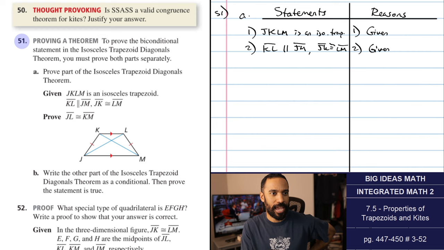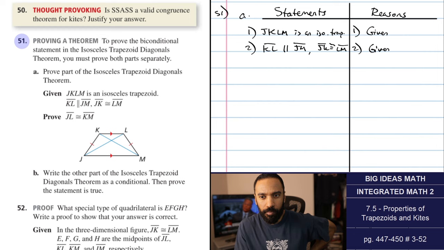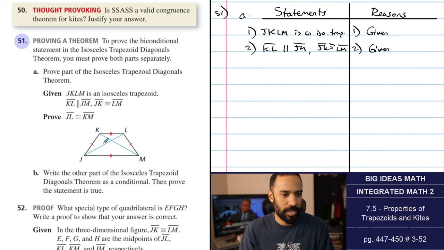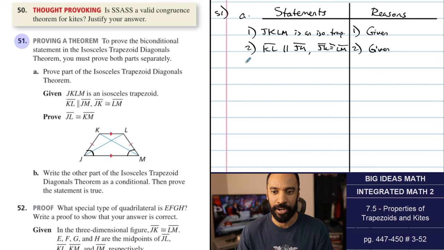Now prove that JL is congruent to KM. Now this is just going to be a triangle congruence thing. I just need to state here that we have the base angles thing once again. Like, hey, this is congruent to that. This is congruent to itself there, and then we'll have the triangles congruent CPCTC. I think this is no different from what we were doing before. It's different letters, but I have to do the converse.